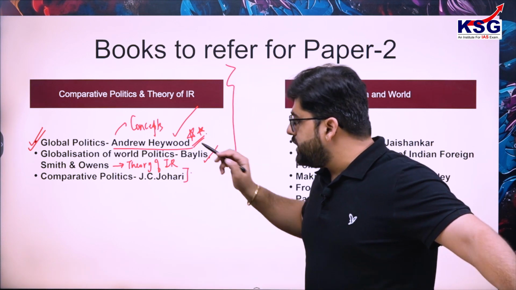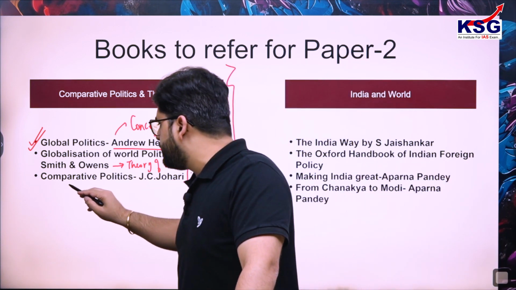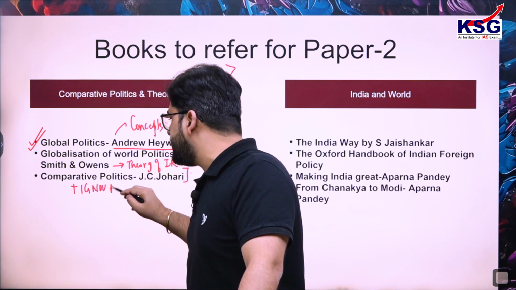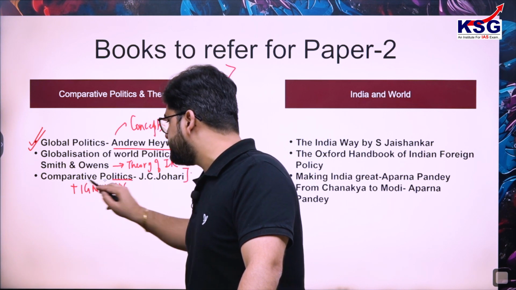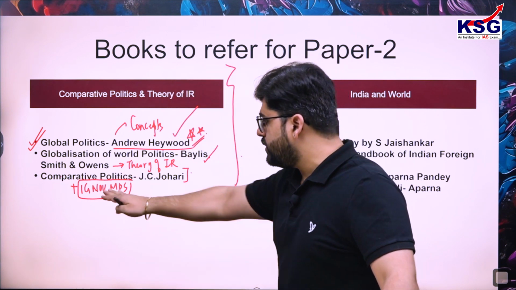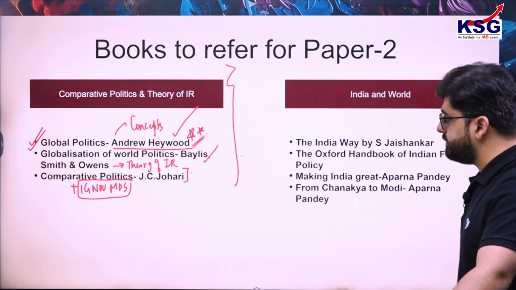Then for comparative politics, you have J.C. Johari. It's a very good, standard book which is referred for comparative politics. However, for this, IGNOU MPS material is also very good. You can refer to this material also for comparative politics. You will find some value in this material from the examination perspective.